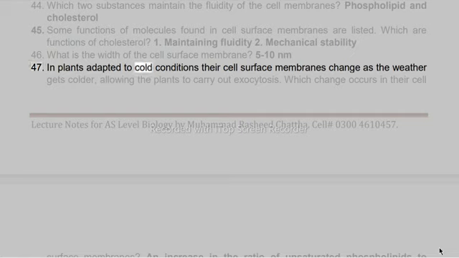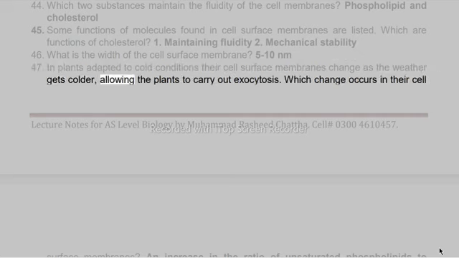47. In plants adapted to cold conditions, their cell surface membranes change as the weather gets colder, allowing the plants to carry out exocytosis. Which change occurs in their cell?